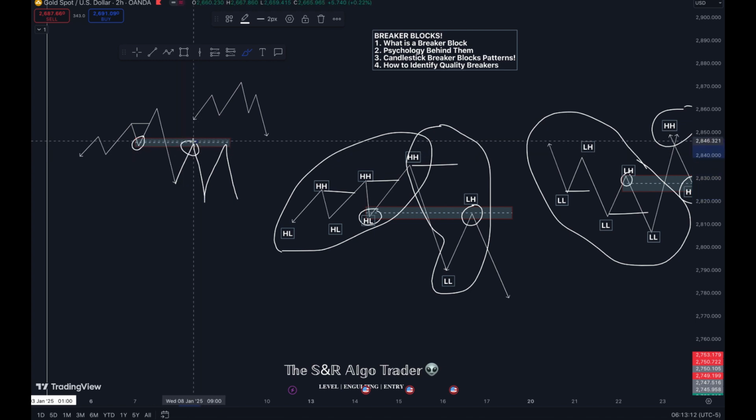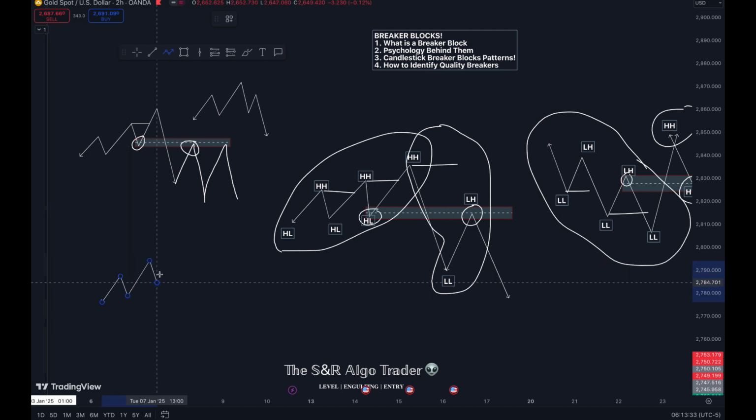So how do we identify higher quality breaker blocks to execute winning trades? Something like this. Let me draw my chart here. So the first one is the liquidity sweep.